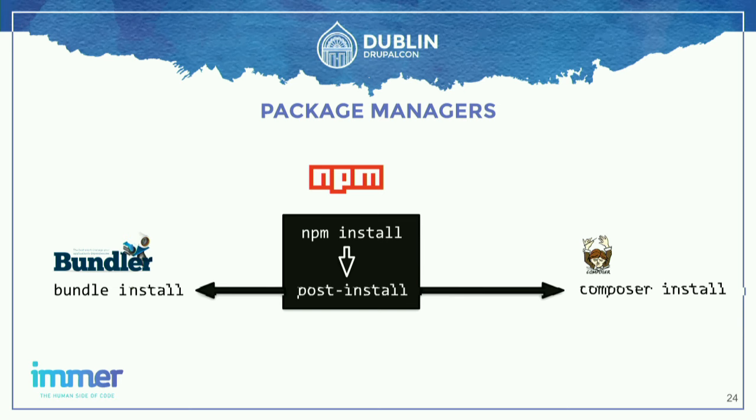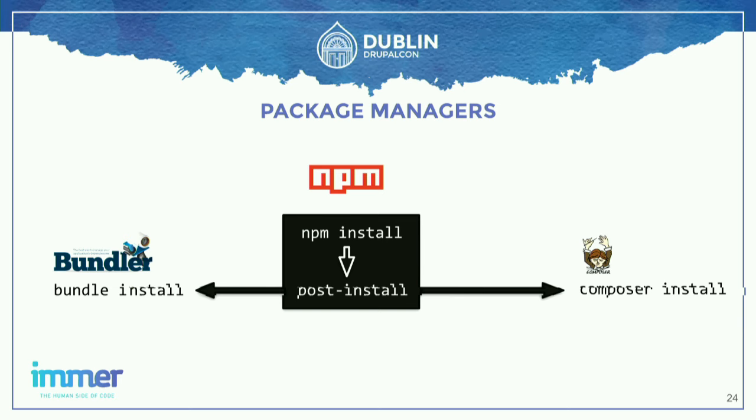So to mitigate this issue somewhat, we use npm as our global package manager, so to speak. npm has this notion of post-install scripts or hooks, so you can put commands inside the post-install script. In our case, we have the composer install and the bundle install inside our post-install hook. So the thing a developer has to memorize is just run npm install if he does an initial git clone, and that will be responsible for running the composer install and the bundle install.